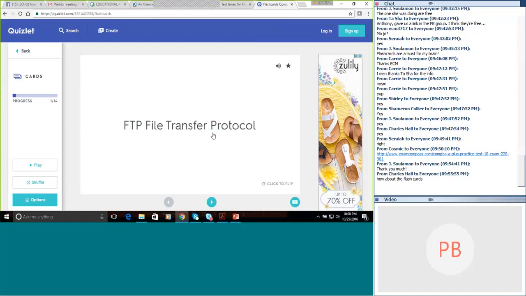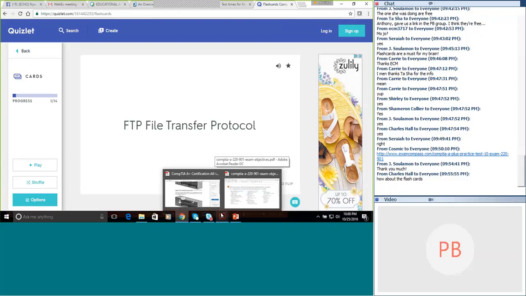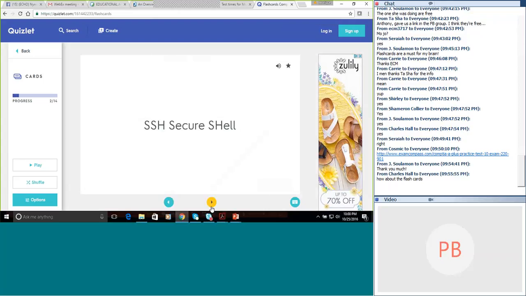FTP is port 21. Why? Because it's going to ask you a question. It's going to say, a person is having a problem with his secure shell. What port does he need to have open? 22. This is something you need to memorize. There is no getting around it. So as we go on, I'm going to be asking questions, like, run down all the ports for me, because you need to know all of them.